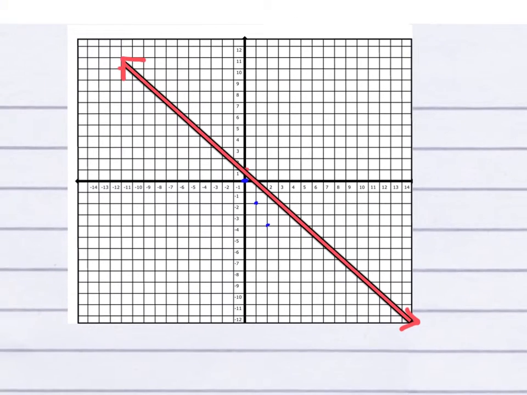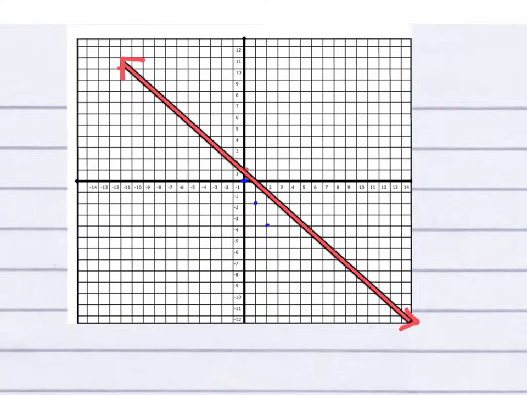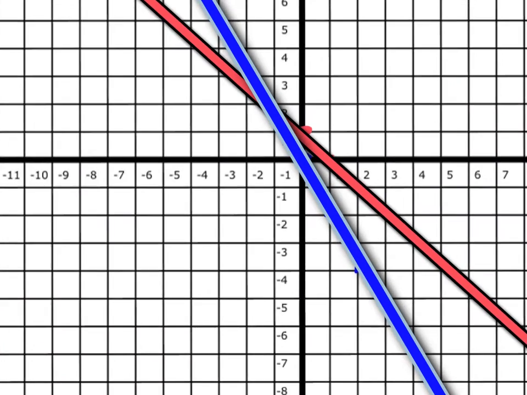Alright, let's draw this one, and this will be in blue. Okay, not looking too good there. I guess this might be it. Okay, I think we've got it. Where do these two lines intersect?